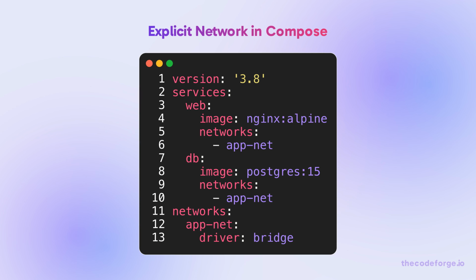Define a custom network in docker-compose.yml to ensure all services are on the same user-defined bridge, enabling DNS resolution and isolation. This avoids the implicit default network and makes the configuration self-documenting.